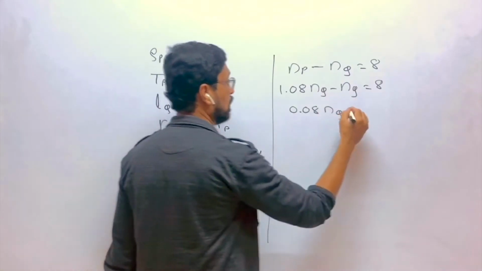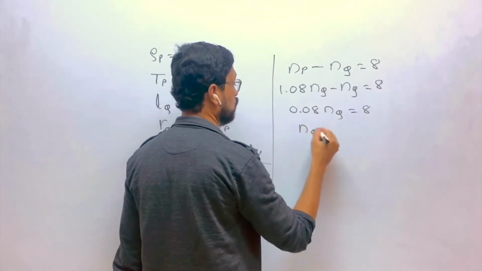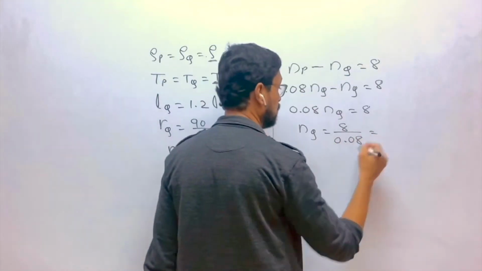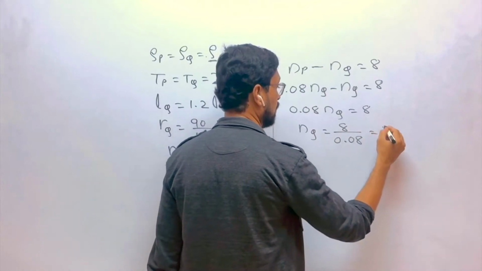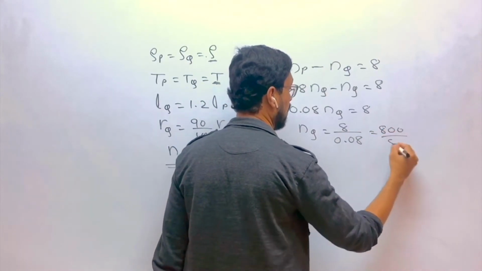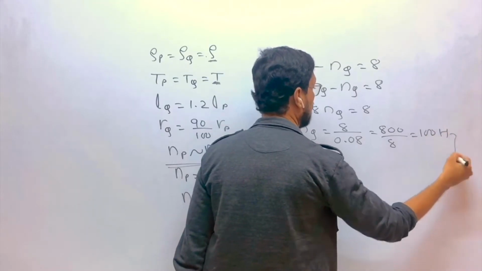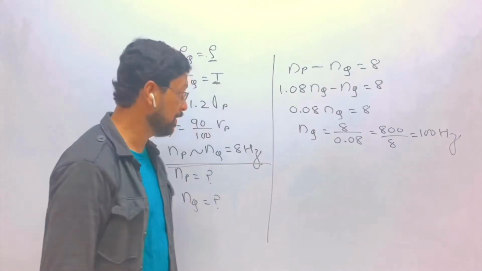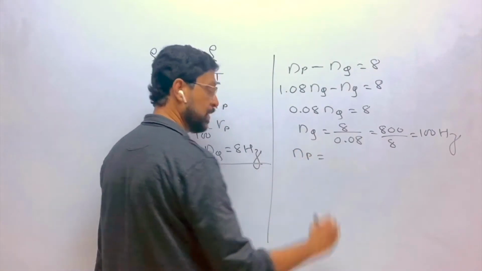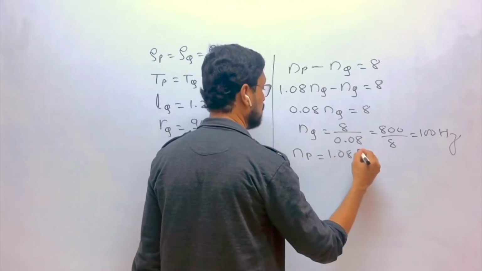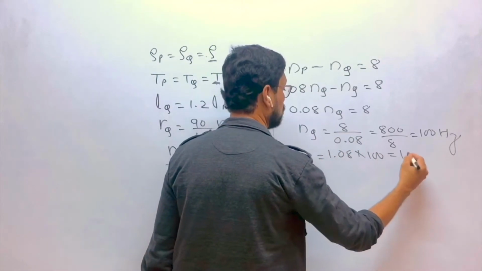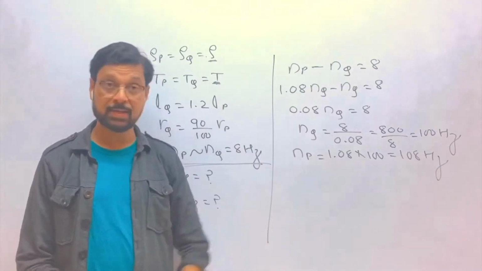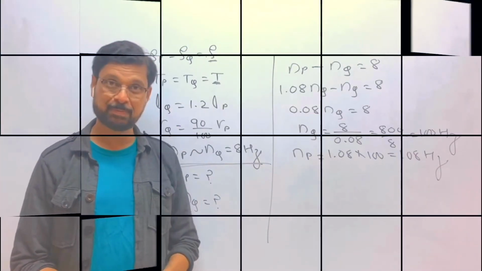is equal to 8, the subtraction of the two. Or NQ is equal to 8 upon 0.08. That is equal to, if you shift the decimal, 800 upon 8. That is 100 hertz. So frequency of Q is 100 hertz. So fundamental frequency of P will be 1.08 into 100, that is 108 hertz. So frequencies of the two wires are 100 hertz and 108 hertz.